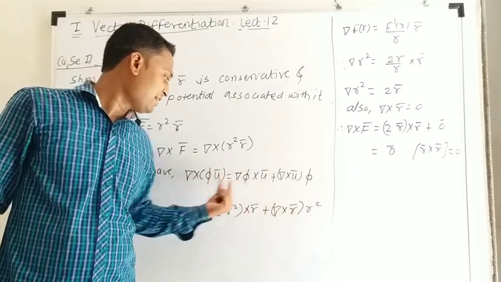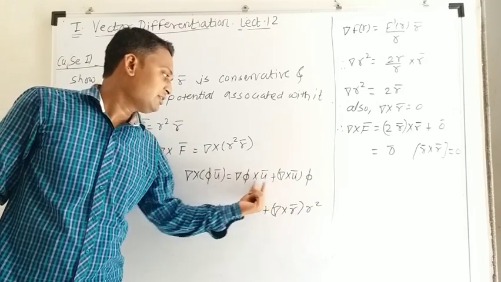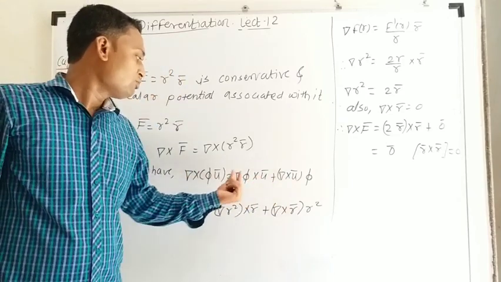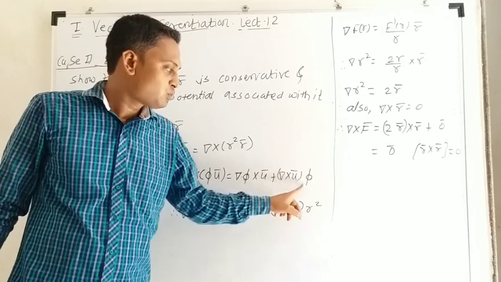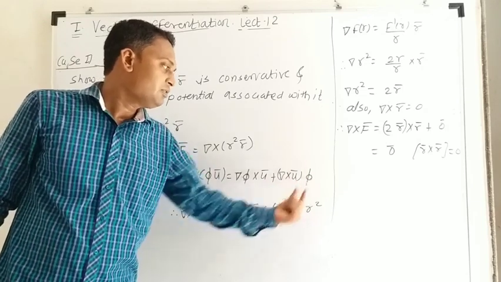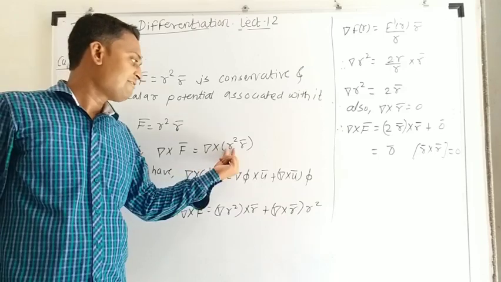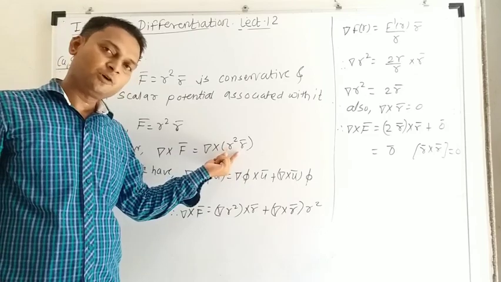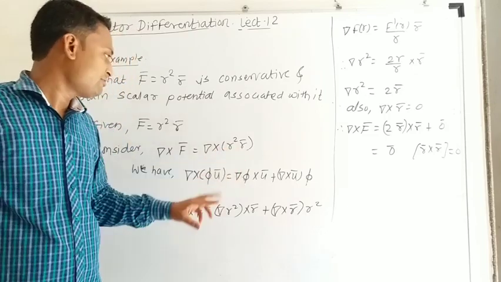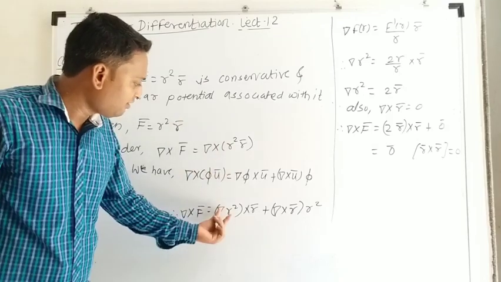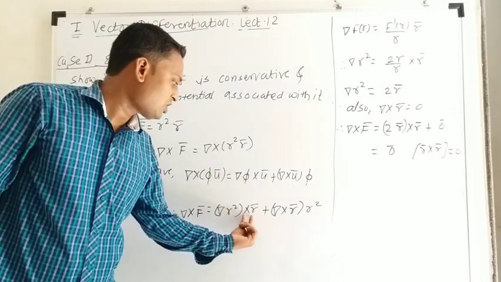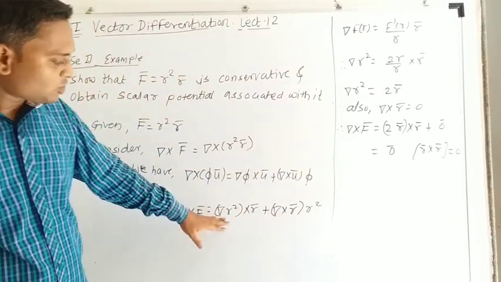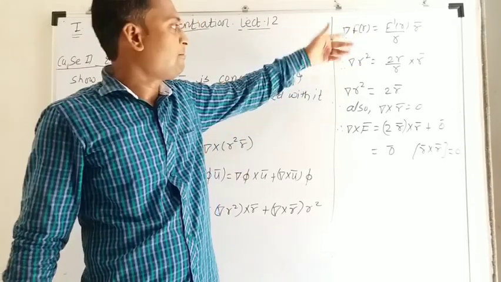First, del operates on the scalar function phi, cross u bar. This is vector into vector, therefore cross in between. Now del will operate on u bar, so that can be written as del cross u bar. These two are vectors, so cross in between, and then into the scalar. Now here we have one scalar function and one vector function, so the same rule can be applied. Phi is this, u bar is this. After applying that rule, we get del of r square cross r bar plus del cross r bar into r square. This is equation 1. Now for solving this further, we need to take help of a few more rules.